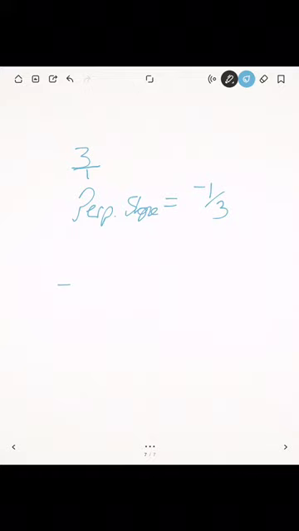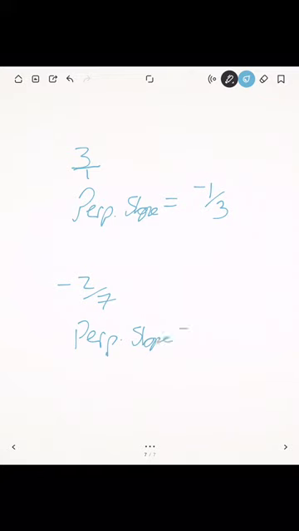What if I gave you a negative 2/7? What would the perpendicular slope be for this? Well, we're going to have to flip it to be a reciprocal, and then I'm going to switch the sign to be positive. So there we go. That's how you're finding perpendicular slopes. You're flipping the fraction, and you're changing the sign. That's it. It's pretty straightforward as that goes.